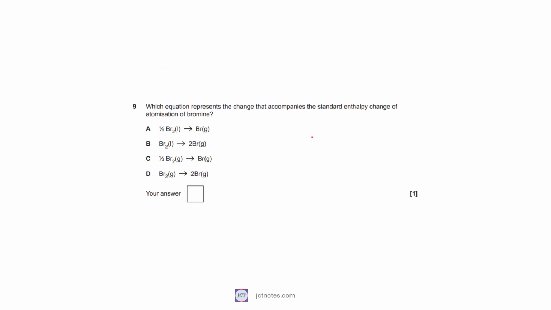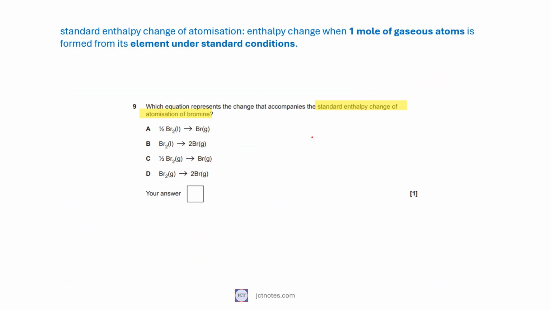In question 9, we are asked which of the 4 provided equations represents the change that accompanies the standard enthalpy change of atomization of bromine. By definition, the standard enthalpy change of atomization is the enthalpy change when 1 mole of gaseous atoms is formed from its element under standard conditions. Answers B and D refer to 2 moles of gases, so they are discarded. Bromine in standard conditions is a liquid, therefore only answer A is the correct one.